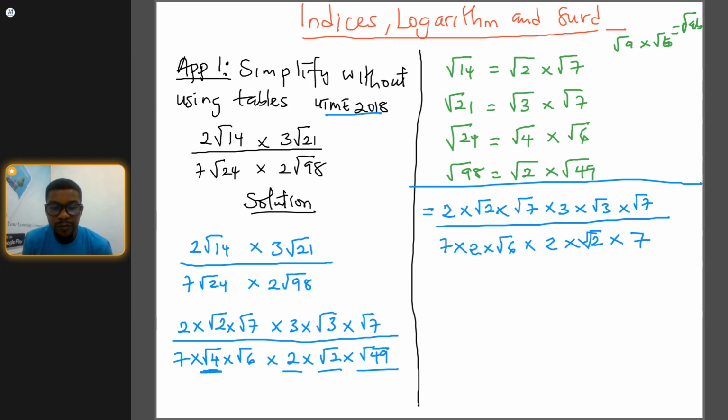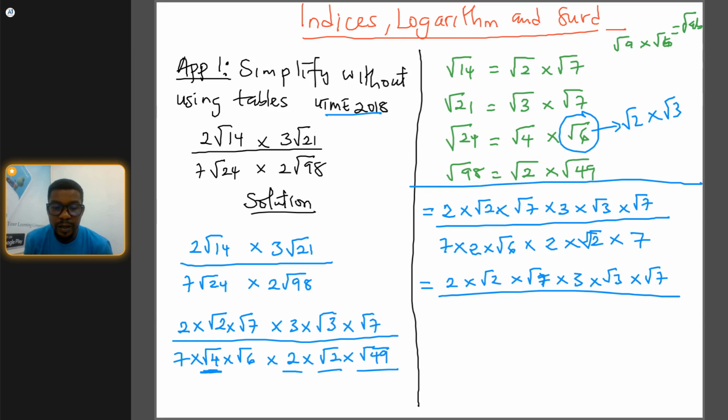Okay, so when you check the numerator and the denominator, there are some values that can divide themselves. But before we do that, let's express this root 6 as root 2 times root 3. So I want to express that also. 2 root 2 times root 7 times 3 times root 3 multiplied by root 7, all over 7 times 2 times root 6, which is root 2 times root 3. So we've changed root 6 to root 2 times root 3, times 2 times root 2 times 7.